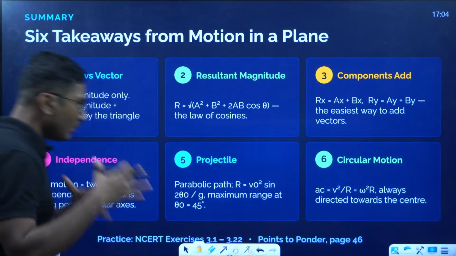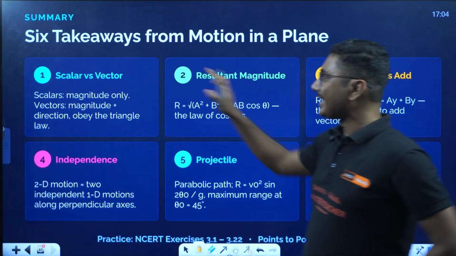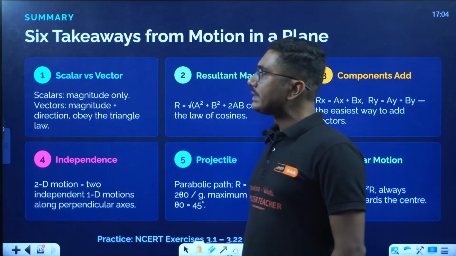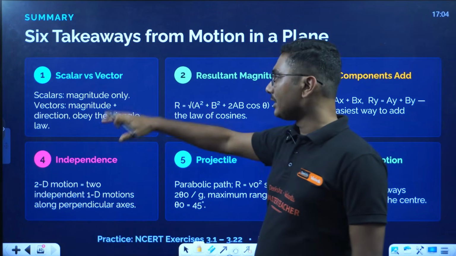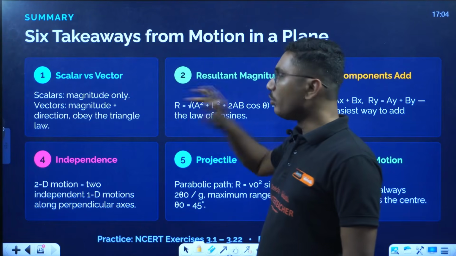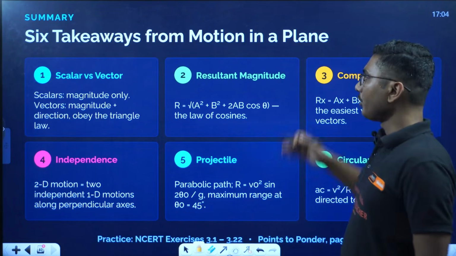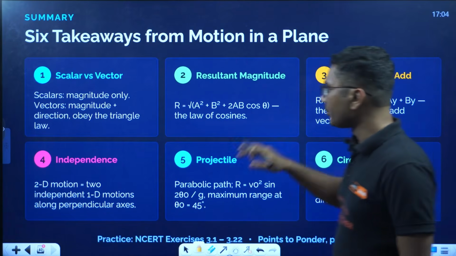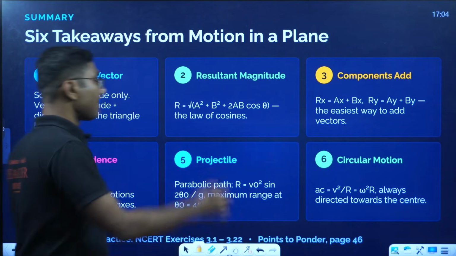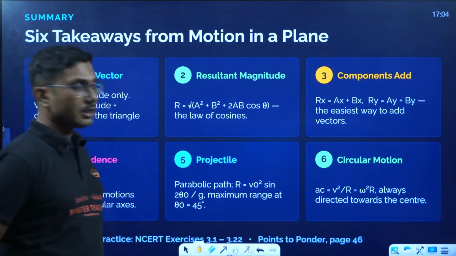Now let us look into the chapter summary once more. So first is scalar versus vector. Scalars have only magnitude, vectors have magnitude plus direction, and obey the triangle law and the parallelogram law for addition. The resultant of 2 vectors is given by square root of A square plus B square plus 2AB cos theta.